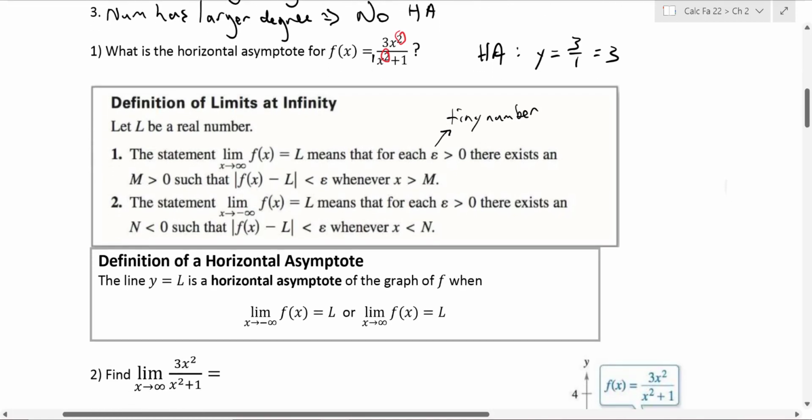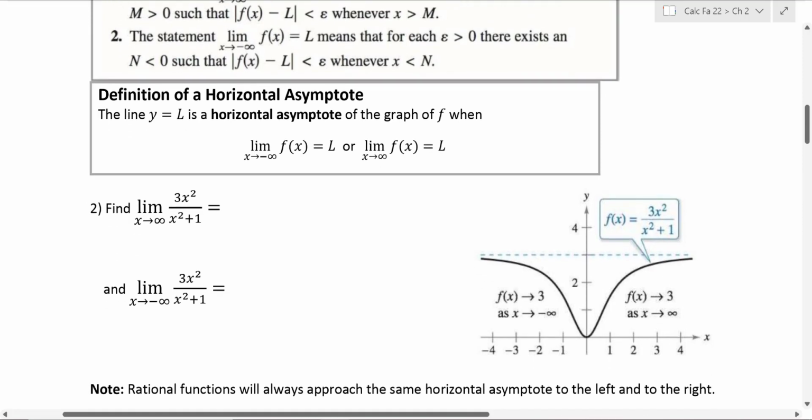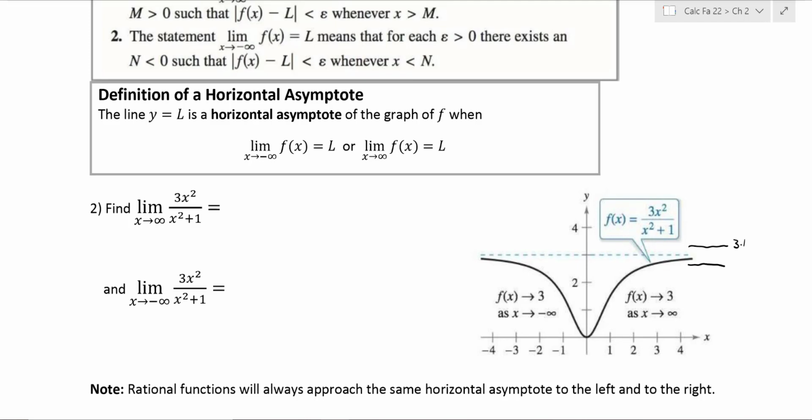Our definition for the horizontal asymptote: the line y equals L is a horizontal asymptote of the graph of f if the limit as x approaches infinity or minus infinity of f of x is equal to L. And so here's our little picture of the one we found the horizontal asymptote for above, the one at 3. It's just saying if we go far enough out, really in either direction for this one, it won't be bigger than 3 plus epsilon or 3 minus epsilon. So our value is going to stay within that little epsilon window or range around 3.